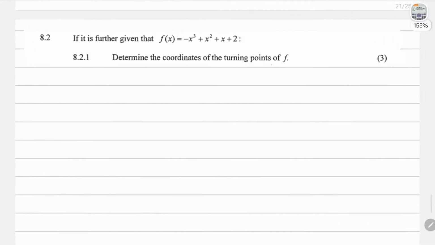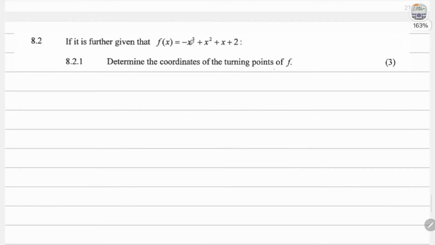Question 8.2 says, if it is further given that f of x is equal to this, we need to determine the coordinates of the turning point. So how do we find the turning point of a cubic function? To find the turning point, we're really just using the idea that at the turning point, the gradient is equal to 0, because this is where it's neither increasing nor decreasing.